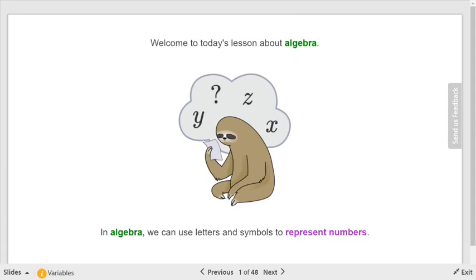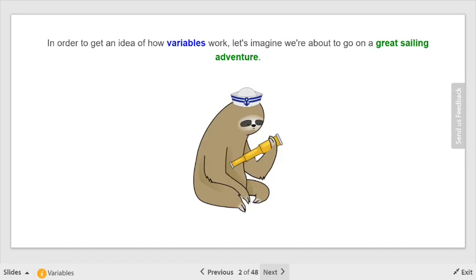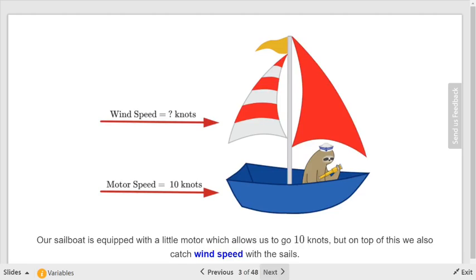Okay, so today's lesson about algebra. Remember that the only difference between algebra and arithmetic is we use letters or sometimes symbols to represent numbers that we don't know yet. And so we're going to talk a little bit about that and some of the conventions behind using them. In order to get you used to using variables, we're going to start by looking at a little example. And the example they use is sailing. So you remember this one, I hope.